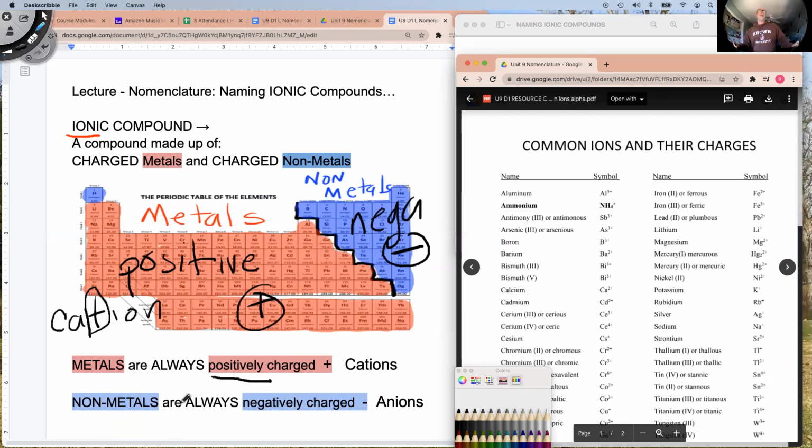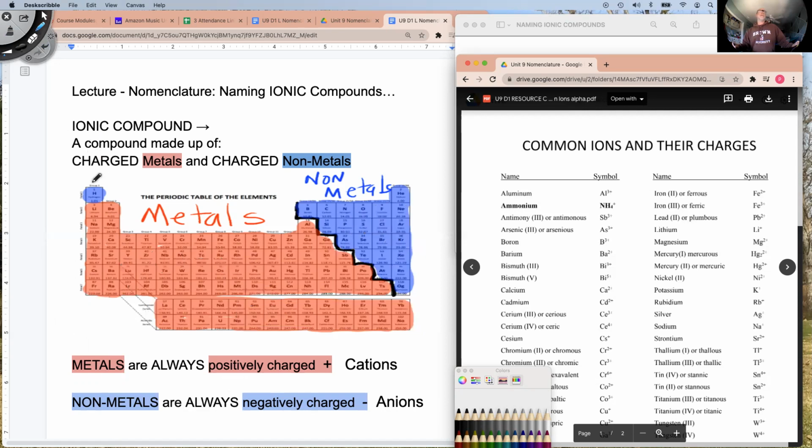Non-metals, it says always. That should not be there. But non-metals are negatively charged, and they're called anions. As far as you're concerned, they're always going to be negative. But in reality, they're not always going to be negative. But as far as we're concerned, these are going to be negatively charged. Okay, so those are ionic compounds. Again, an ionic compound is made up of a metal and a non-metal.